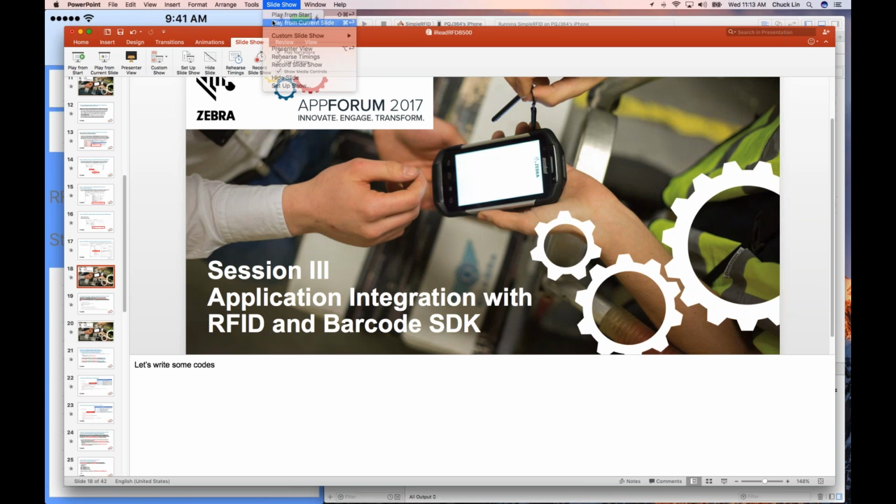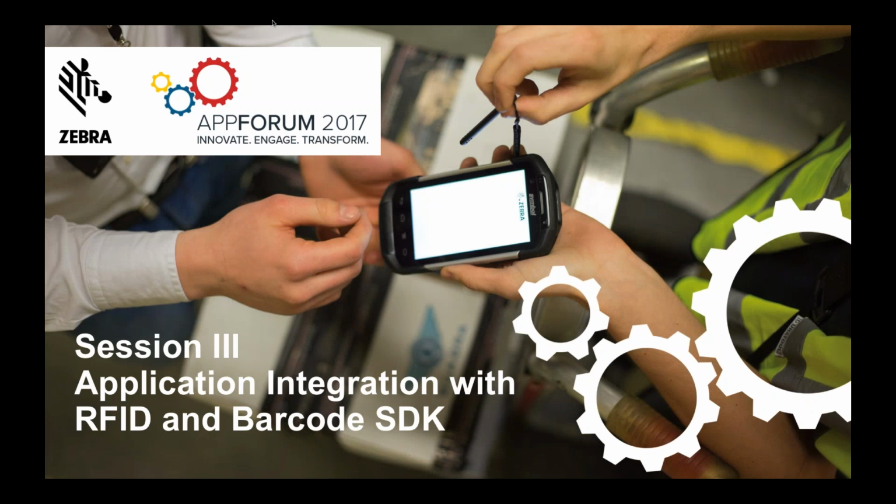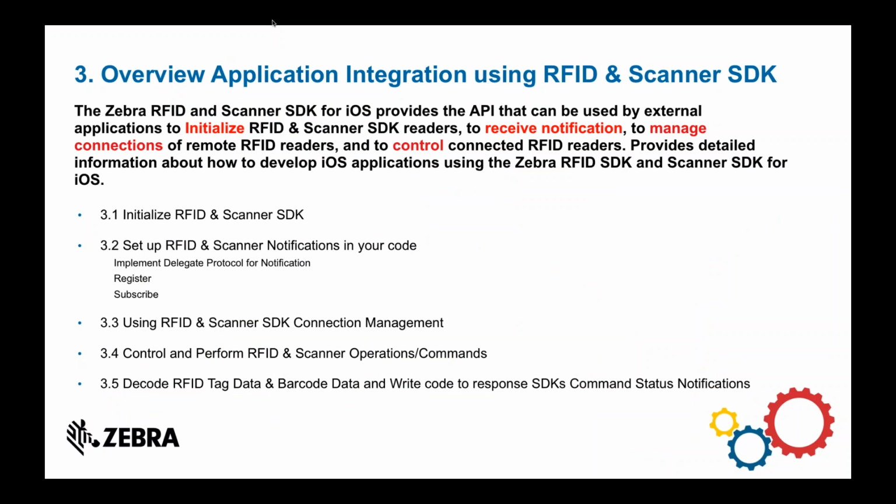Let's write some code. Okay. So in this presentation, we are focused on the coding. So we'll spend the majority of the time doing coding. In this session, you'll learn how to write an application using the RFID and Scanner SDK. Here are 5 important steps.